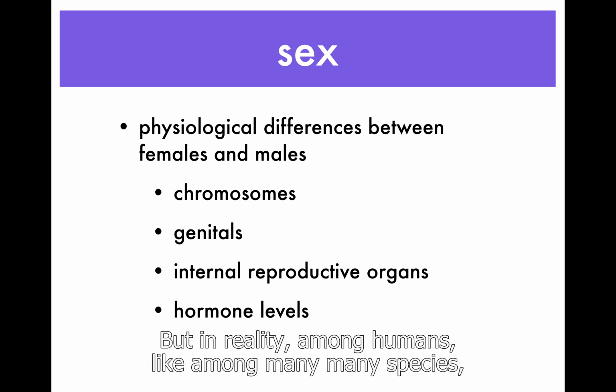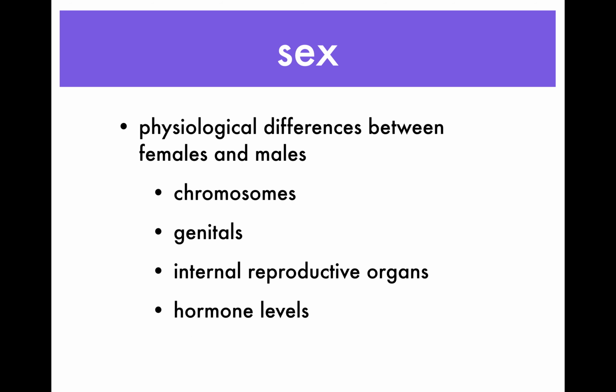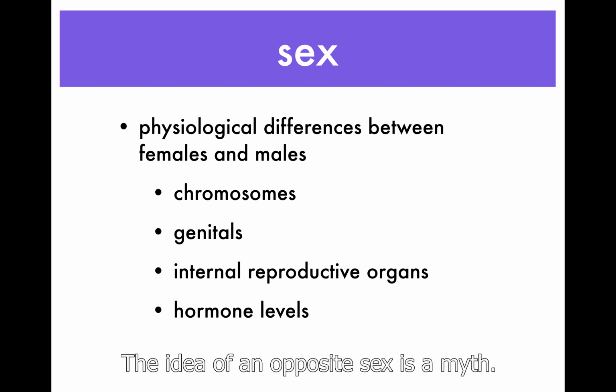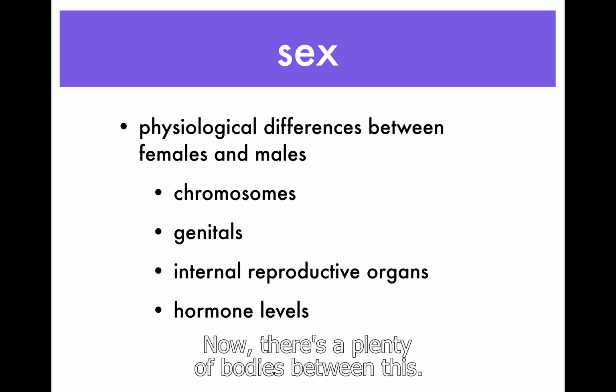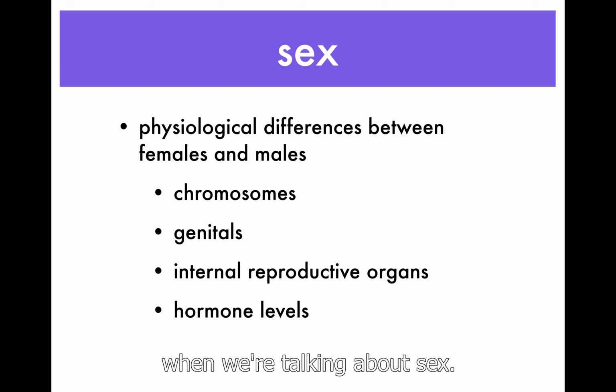But in reality, among humans, like among many, many species, there is actually a range of body types, as opposed to two opposites. The idea of an opposite sex is a myth. There's plenty of bodies in between. But this is what we're talking about when we're talking about sex.